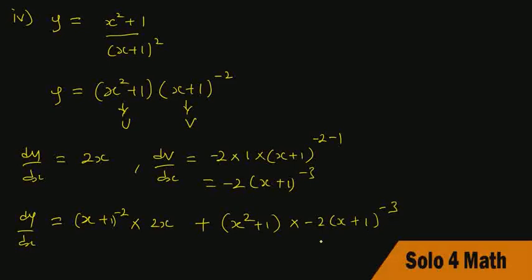Okay, now we simplify. We can take this down and write it as a fraction. So this will be 2x over (x plus 1) squared, plus we do the same here, this will be (x squared plus 1) over, there is a negative 2 here, we can put it here, negative 2 over (x plus 1) cubed.